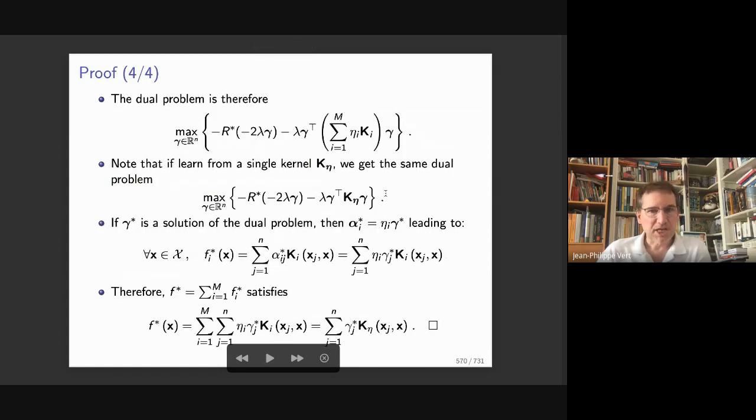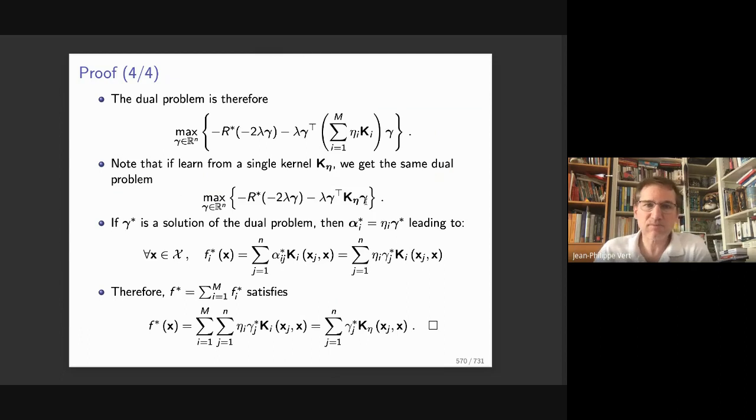Right, so now we need to check that. We know that solving this optimization problem is the same as solving one problem with k eta in terms of the dual variable. Now we need to check that once you have the same gamma, you recover the same function, and you can write that f star is the sum of the fi's.